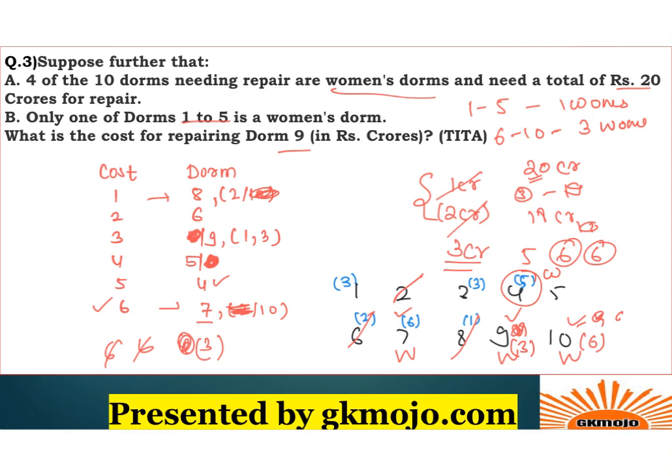So what was the question? The question was, what is the repairing cost of dorm number 9? So dorm number 9 costed 3 crores. All right, this was a theta question.